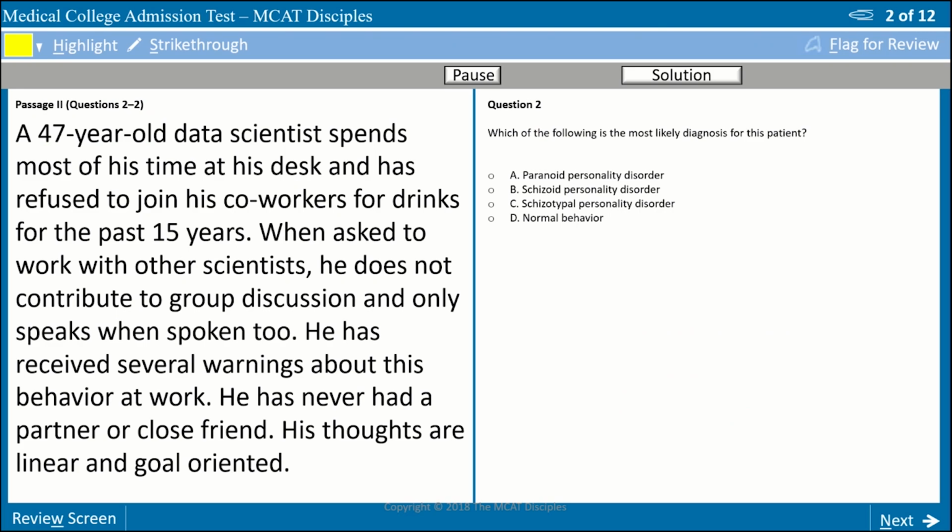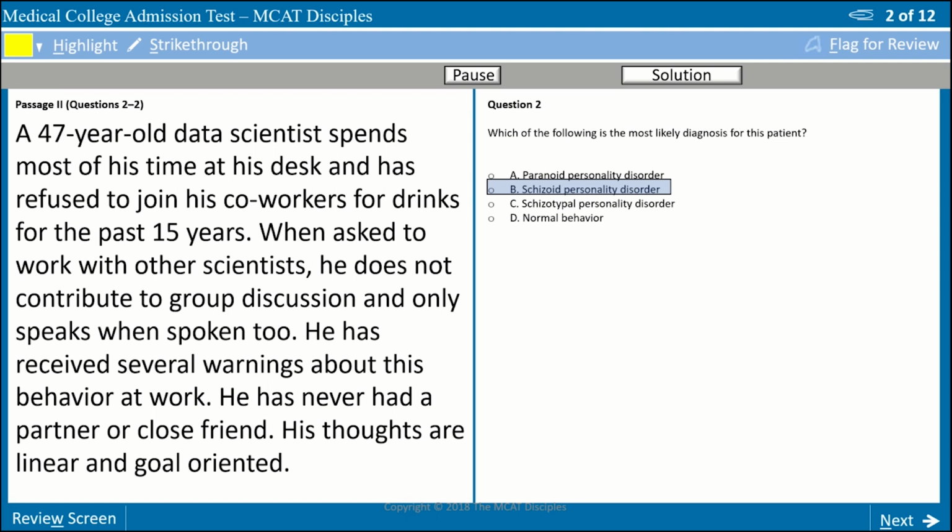A 47-year-old data scientist spends most of his time at his desk, and he has refused to join his coworkers for drinks for the past 15 years. When asked to work with other scientists, he does not contribute to group discussion and only speaks when spoken to. He has received several warnings about his behavior at work. He has never had a partner or close friend, and his thoughts are linear and goal-oriented. This is an example of schizoid personality disorder.